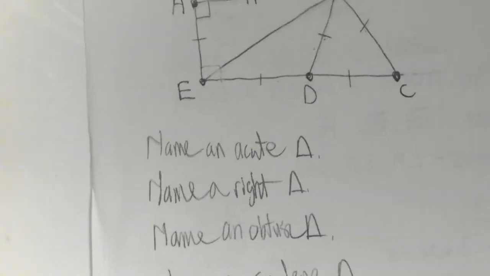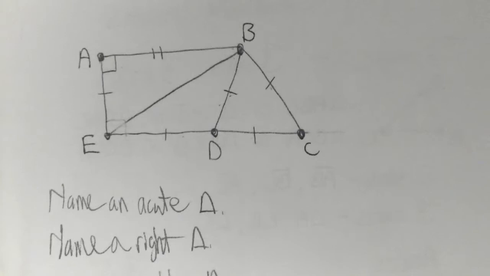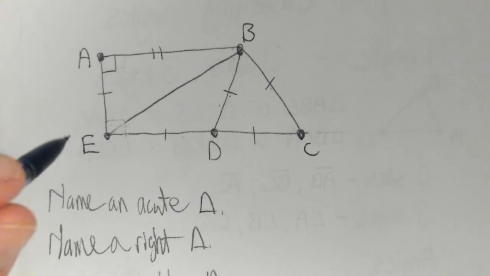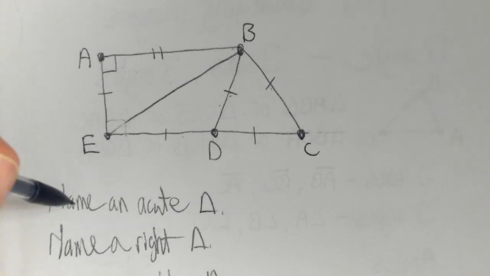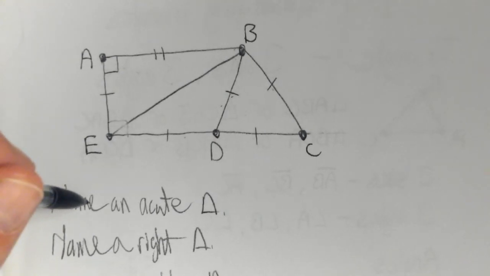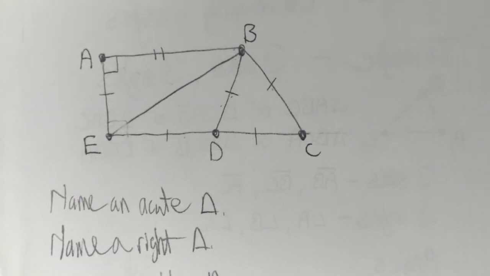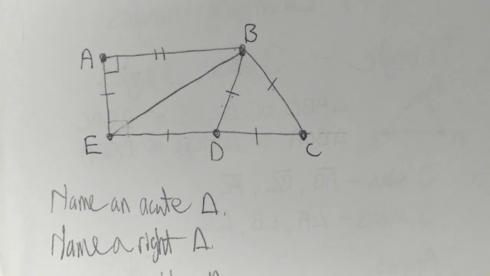In this next diagram we have several triangles, and we have different tasks that we're asked about this particular diagram. The first question that we come to asks us to name an acute triangle, a triangle where all of the angles are less than 90.